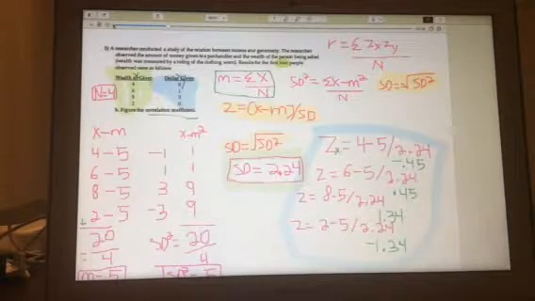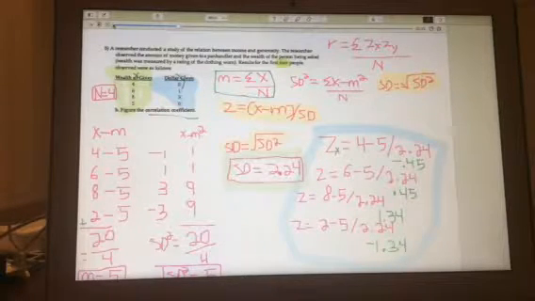Here again, we have our x. Now all we do is subtract the mean. 4 minus 5, we get negative 1. 6 minus 5, we get 1. 8 minus 5, we get 3. And 2 minus 5, we get negative 3. I am going a little bit faster, so you can pause, rewind, and take it slower if I'm going too fast.